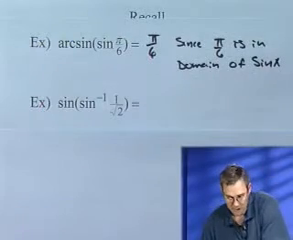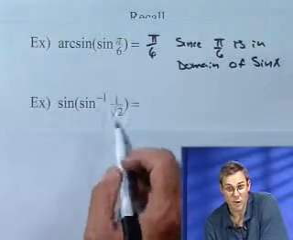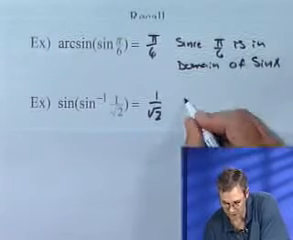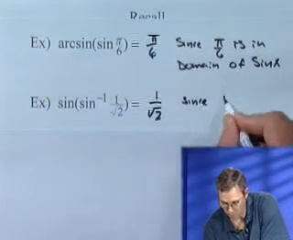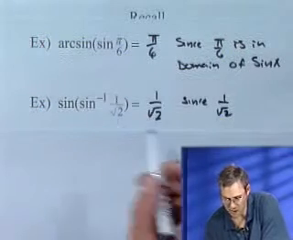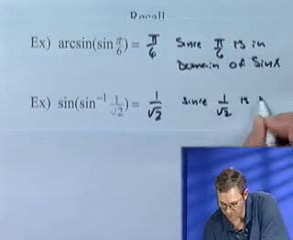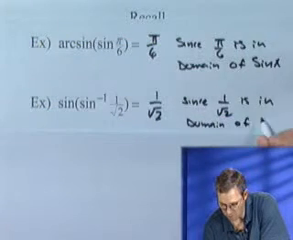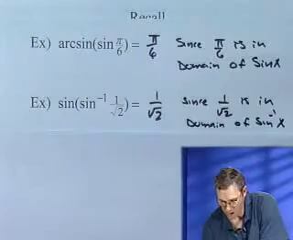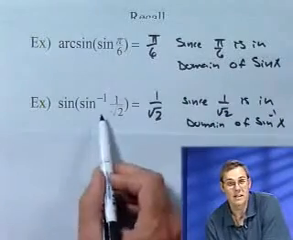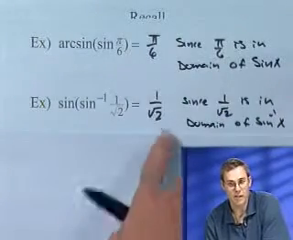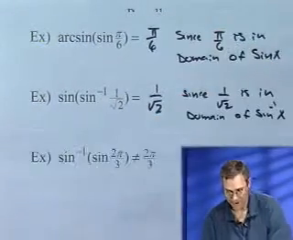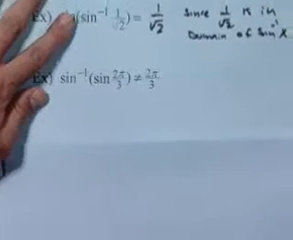Sine of the arc sine of 1/√2 is 1/√2, since 1/√2 is definitely in between minus 1 and 1. Remember, the domain of the arc sine is all numbers between minus 1 and 1, and this is definitely a fraction between minus 1 and 1. And last, let's look at this one.